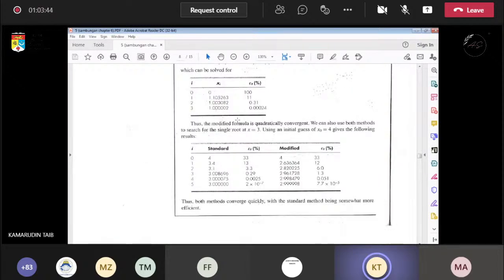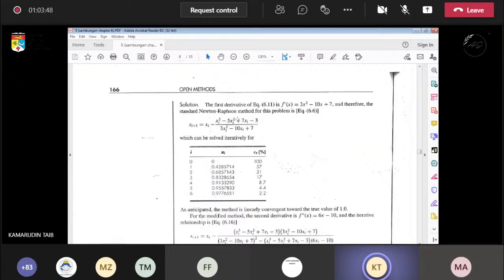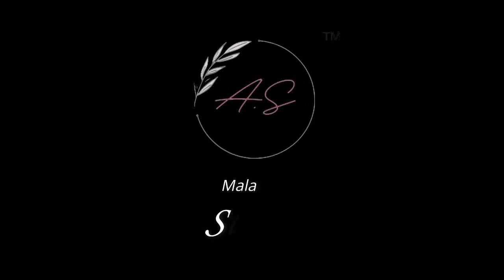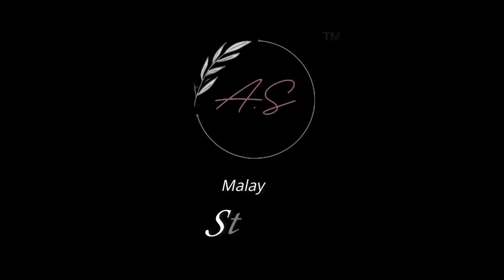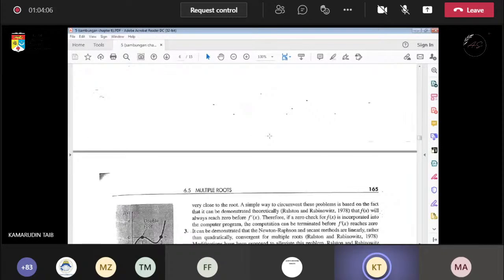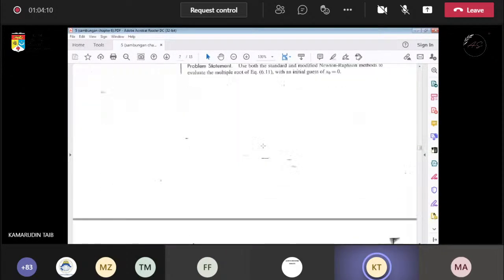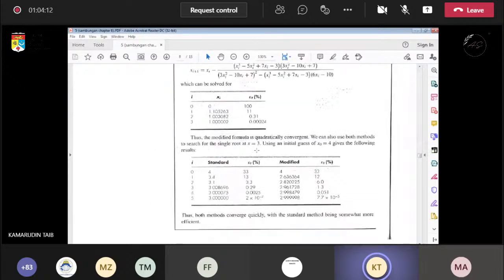So the modified method is efficient for repeated types of root. Because x equal 1 is repeated twice, it's efficient for the multiple root Newton-Raphson approach. See, x equals 1 twice, so that's a double root. We tend to converge faster using the multiple root Newton-Raphson approach.